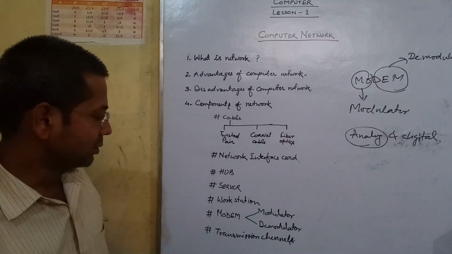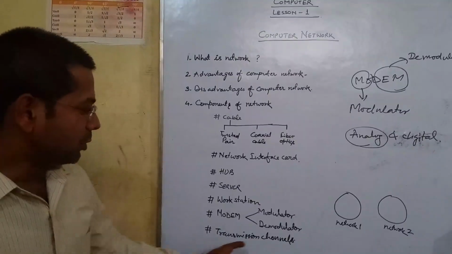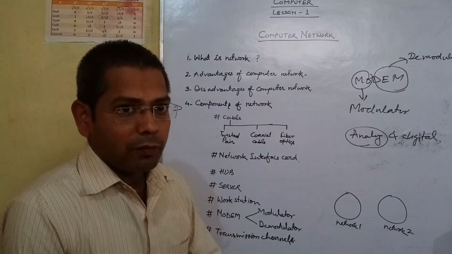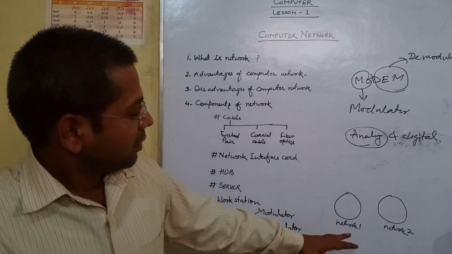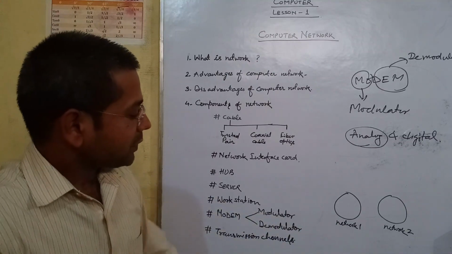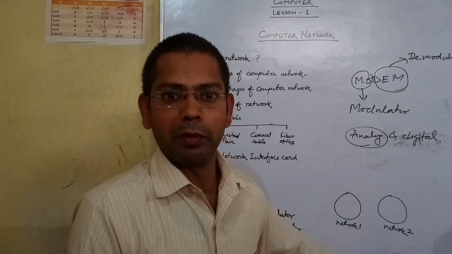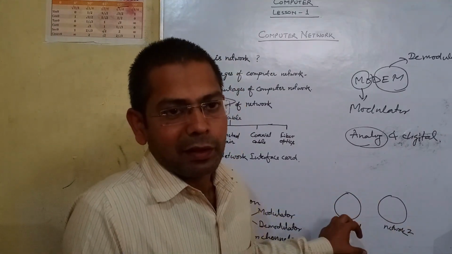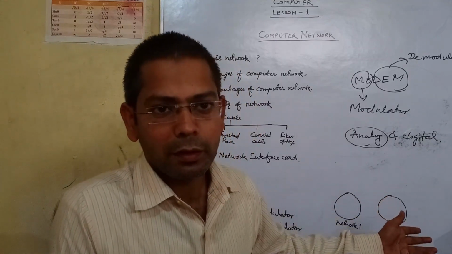Then afterward comes transmission channels. Now we will carry on with transmission channels. We can understand the function of transmission channels with this example. Suppose one network has a few computers and another network has a few computers. Both networks are transferring or sharing the information through the channels.